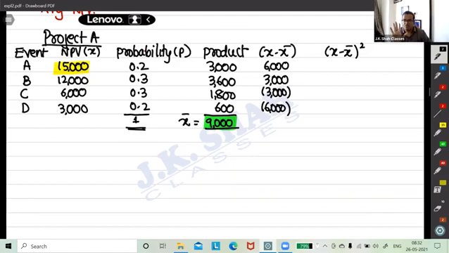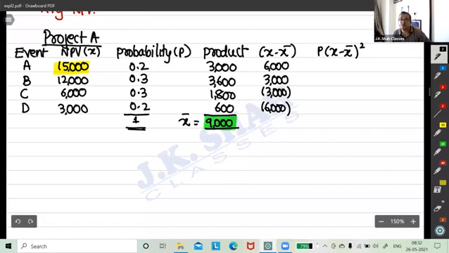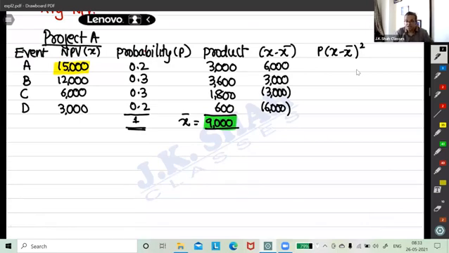Okay, listen. X minus x bar 6,000, correct. Then what we discussed, let's remove the signs by taking the square. But then what is the probability? The probability is 20%. So I multiply it by p. Am I clear? So p into x minus x bar the square. Okay. So you can directly do it in a calculator. So 6,000 into is equal to into 0.2.